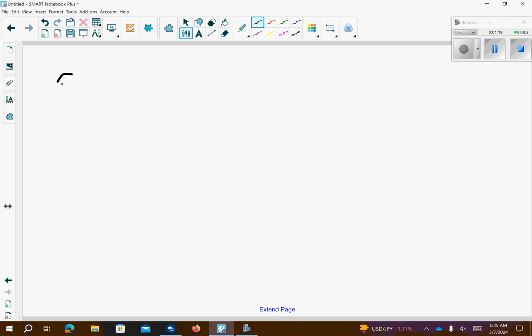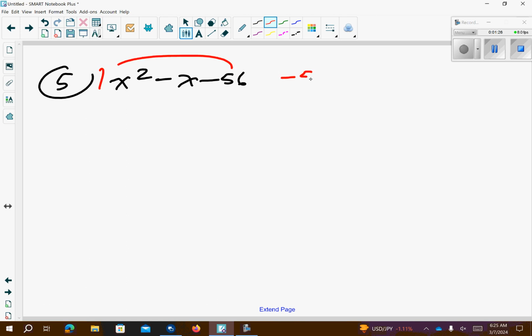All right, number 5, we have x squared minus x minus 56. Remember, put a 1 out front. I get negative 56. So what two numbers could I multiply together to give me negative 56 and add to give me negative 1? You know, they're alternating signs. So it's going to be 8 and 7, a negative 8 and a positive 7. Don't forget the x's, and replace those in the middle.